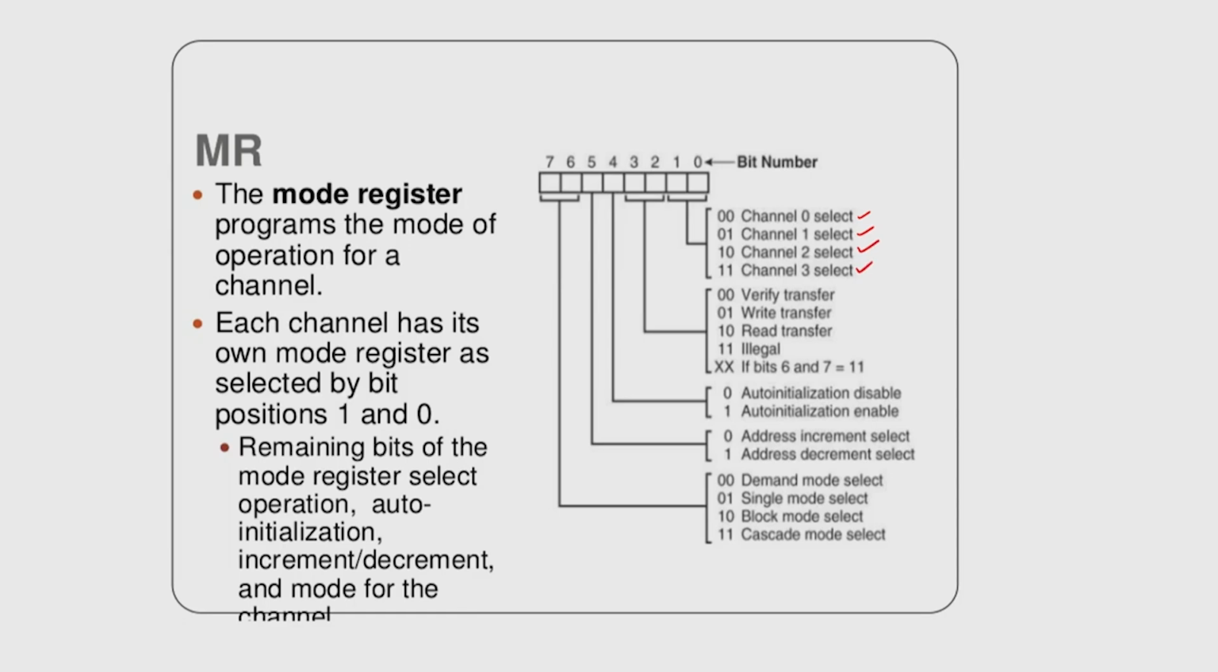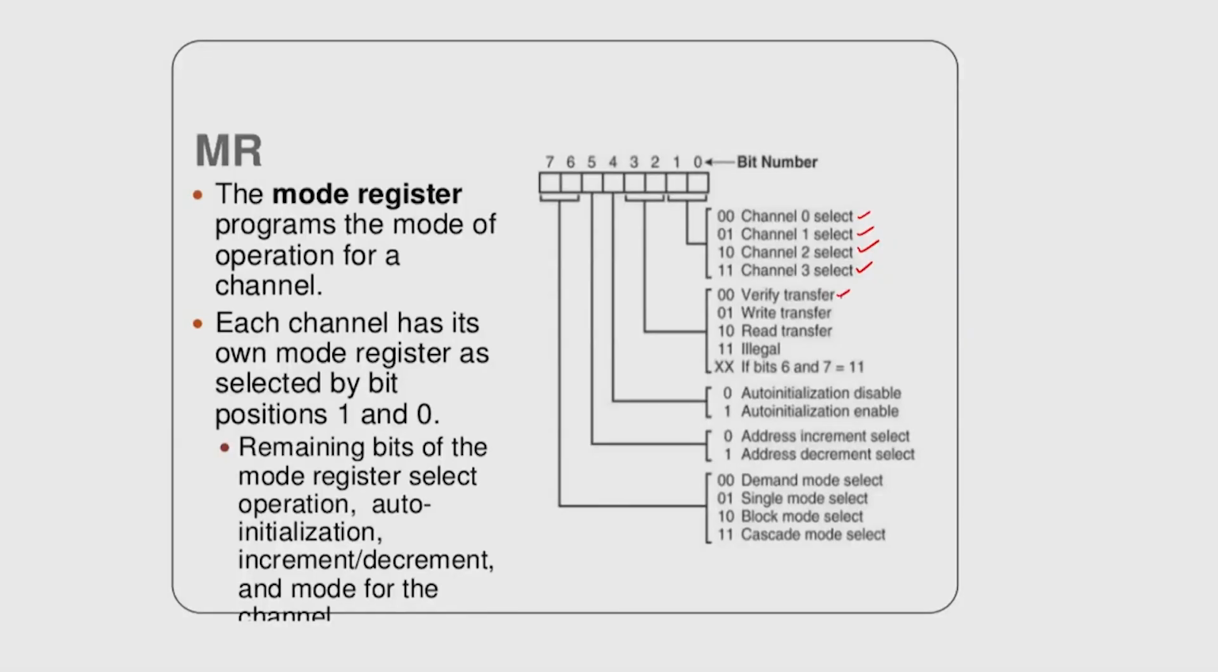So, we can have three operations. In addition to read and write, we can verify the data also. Suppose some data is present in the memory, I want to verify whether the same data is present or not. That operation is also possible through the DMA controller. For that we will use 0 0 for verify, 0 1 for write operation, 1 0 for read operation, whereas 1 1 is illegal.